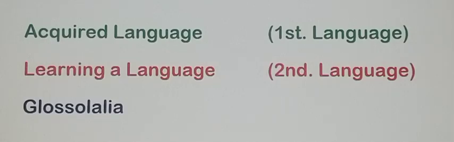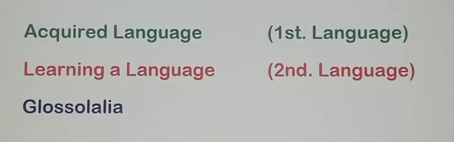In today's lecture, we will discuss these three things as you can see on the screen. Number one is acquired language, which is also called first language. Number two is learning a language, which is also called second language. And number three is glossolalia. These three topics will be discussed today in this lecture. So let me discuss number one, acquired language.